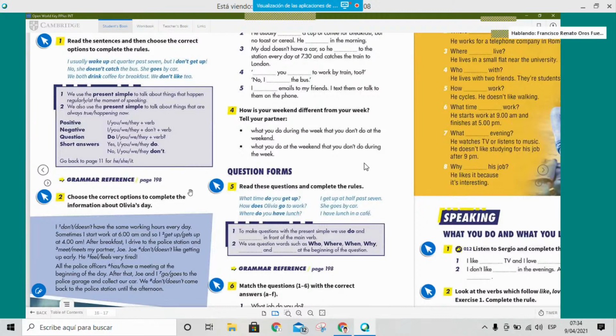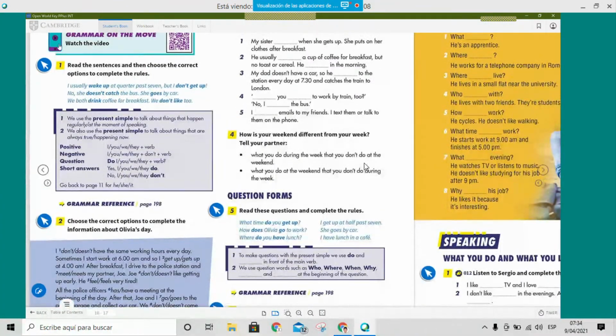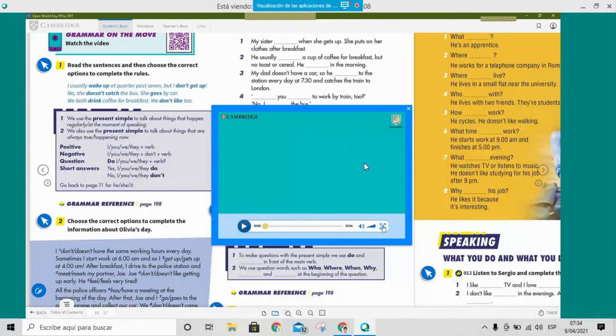With the rest of verbs, you need two auxiliaries. Don't for negative, doesn't for negative. Yes? And for questions, we also use that. This is the idea here, the uses of present simple, things that happen regularly, and also to talk about things that are always true. Okay? Always true. So let's review the theory with this video.